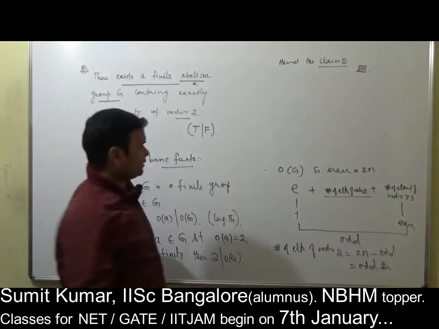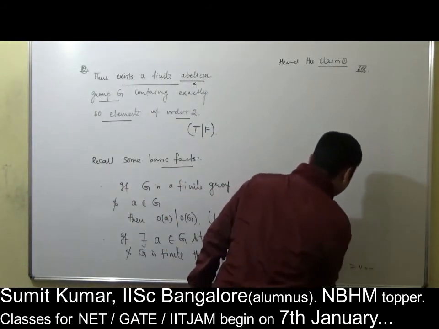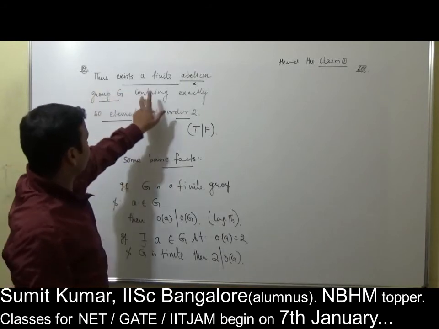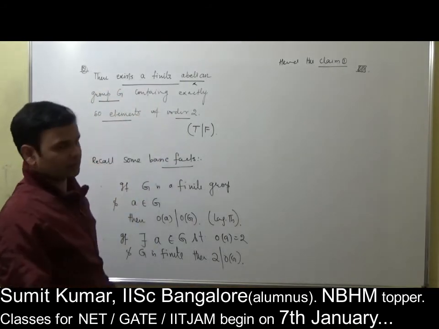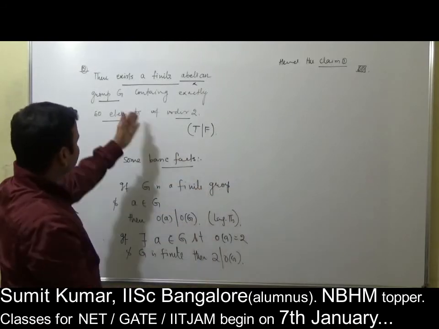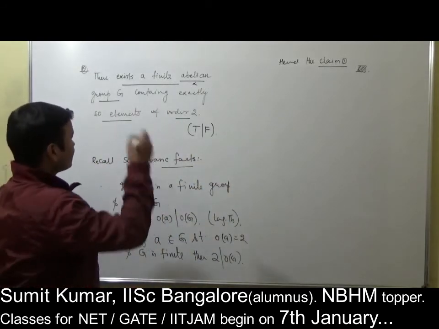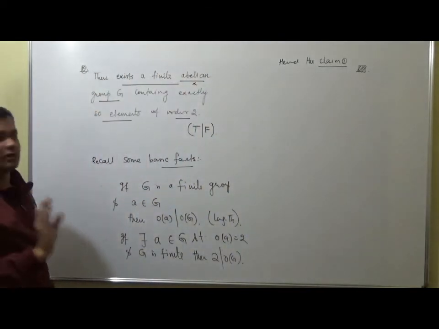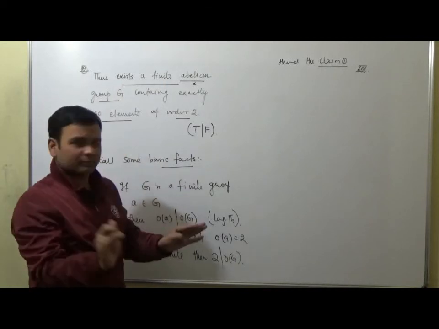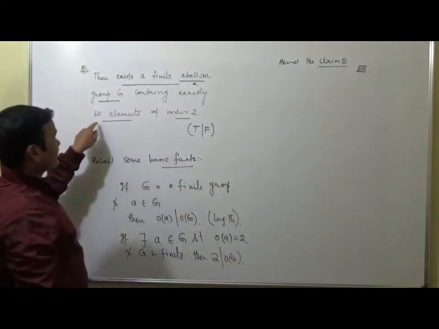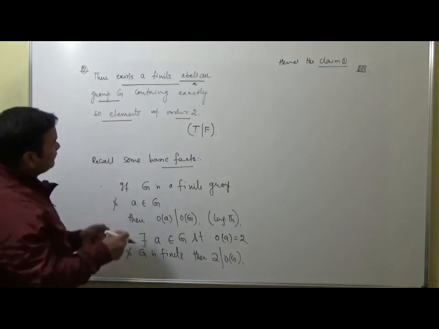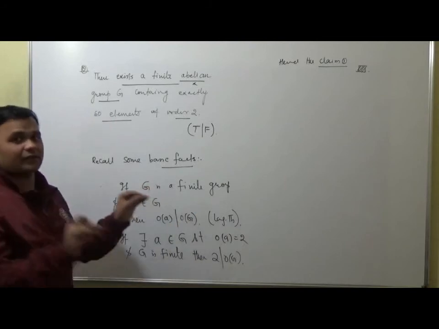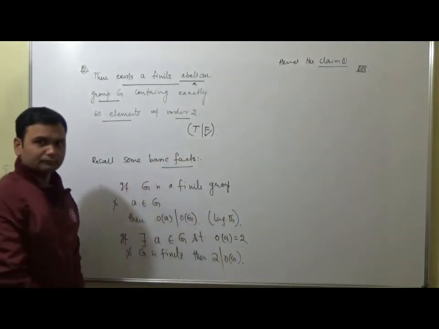So this was for any finite group. But here the question is, there exists a finite abelian group G containing exactly 60 elements of order 2. From that claim, this is already a false statement, right? Because the number of elements of order 2 in a finite group, even if I do not look for an abelian group, since a finite abelian group is a finite group, is always odd. And 60 is not an odd number. So this statement is false.